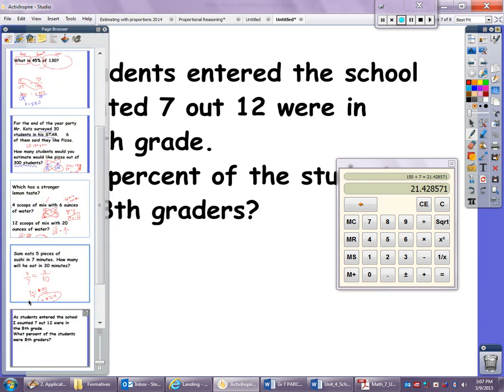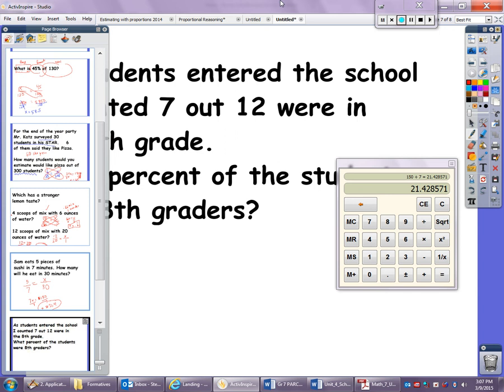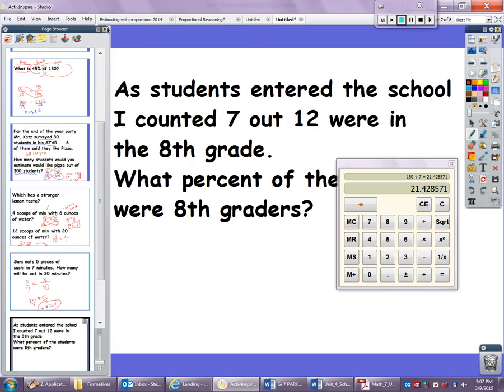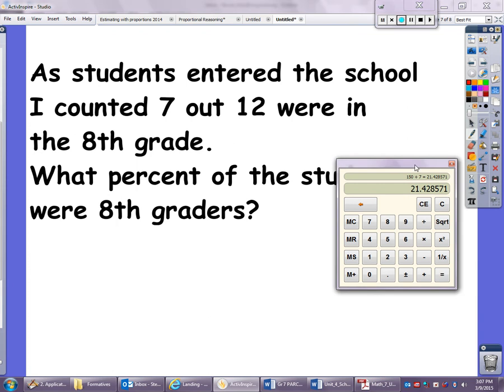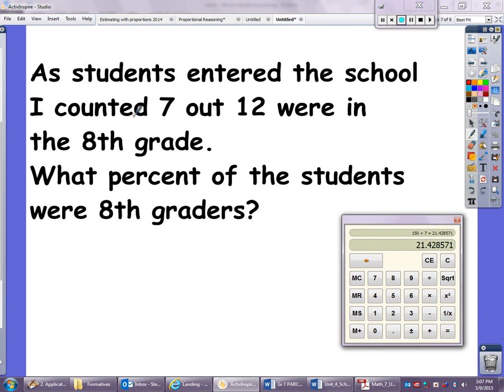I think this is the last, nope, yep, this is the last problem. Go ahead and do this one after I'm done reading it, and then see how you did by playing the video. As students entered the school, I counted at the door that 7 in 12 were in the 8th grade. So 7 out of the 12 people that came through the door were actually in 8th grade. What percent of these students were 8th graders? Go ahead and try it and then play the video.